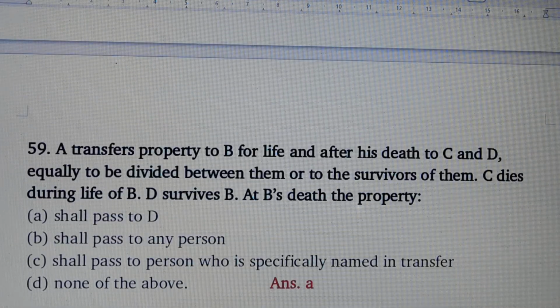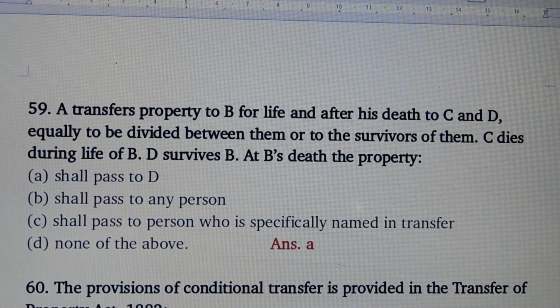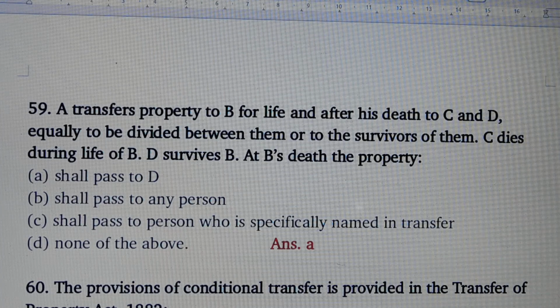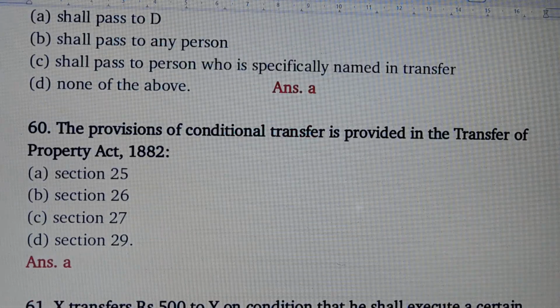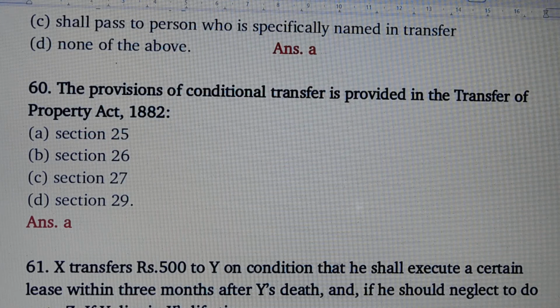Question number 59. A transfers property to B for life and after his death to C and D, equally to be divided between them or to the survivors of them. C dies during life of B, D survives B. At B's death, the property. Answer is option number A, shall pass to D. Question number 60. The provision of conditional transfer is provided in the Transfer of Property Act. Answer is option number A, section 25.